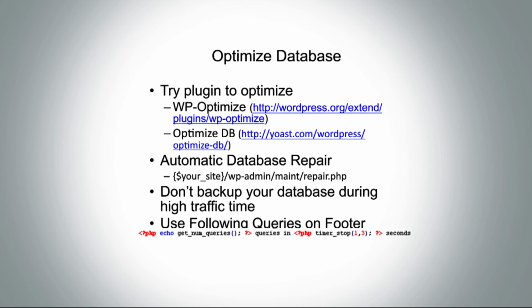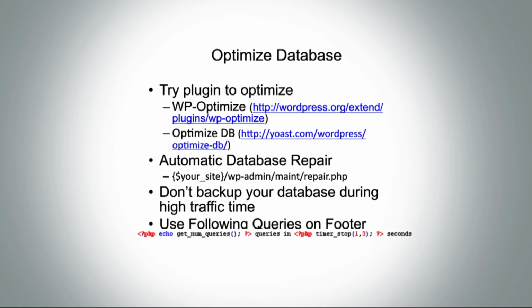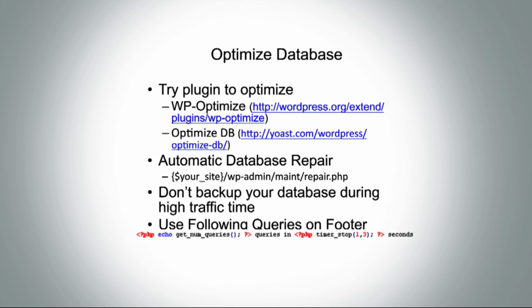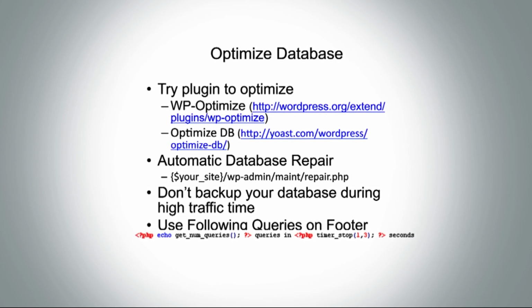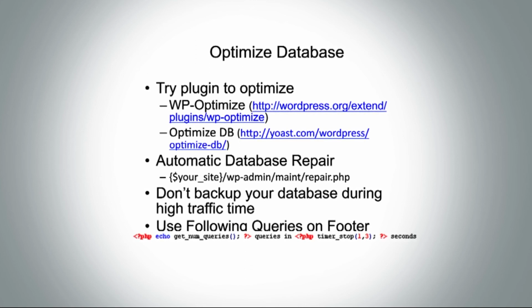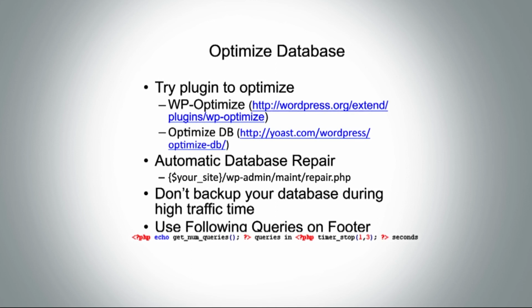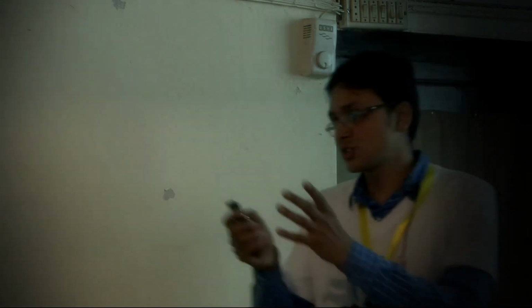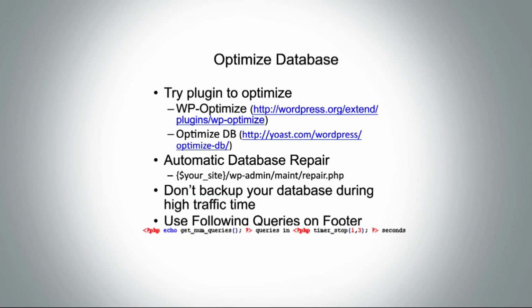As I have already mentioned, in the wp-config file we can allow WP_ALLOW_REPAIR true, so that we can use our site/wp-admin/maint/repair.php, and it will again optimize our database. Another point: don't back up your database during high traffic time. During high traffic time, if we try to back up our database, then it will surely increase our server load time. So don't back up our database during high traffic time.